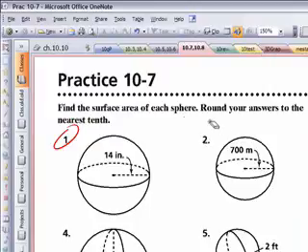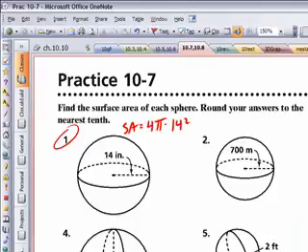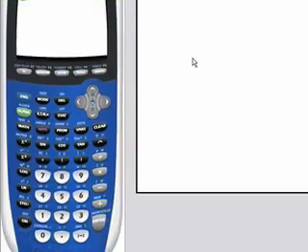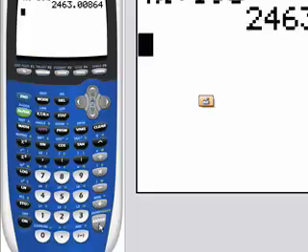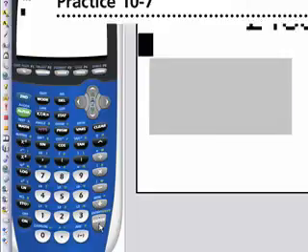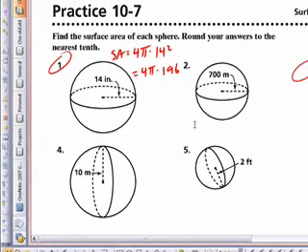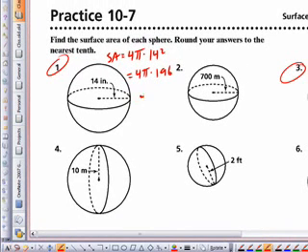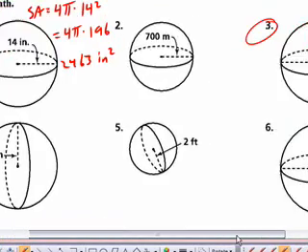Okay, find the surface area of each sphere, round your answers to the nearest tenth. So your surface area is going to be 4 times pi times radius squared. So that's 4 pi times 196. So that's 2463.0, nearest tenth. So 2463. And this would be in inches squared because it's an area, so it's inches squared.